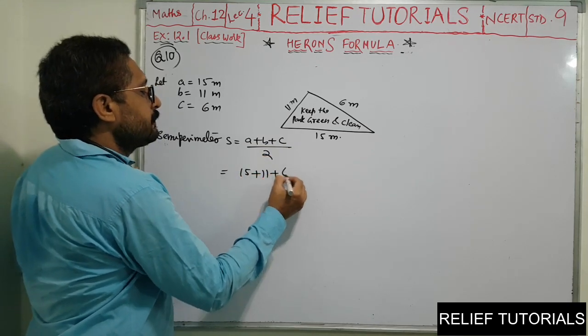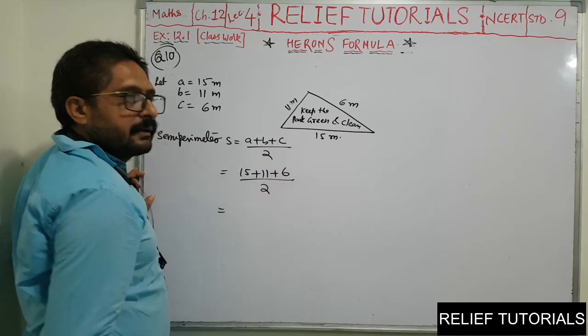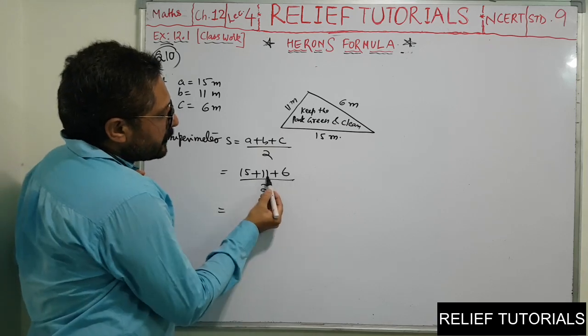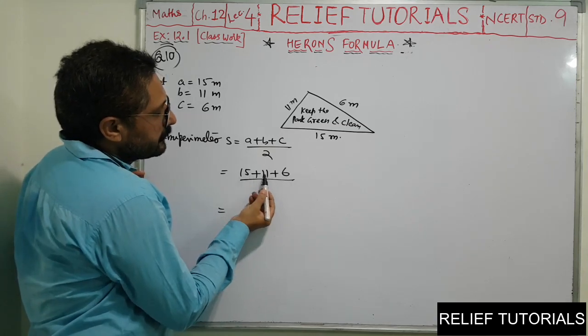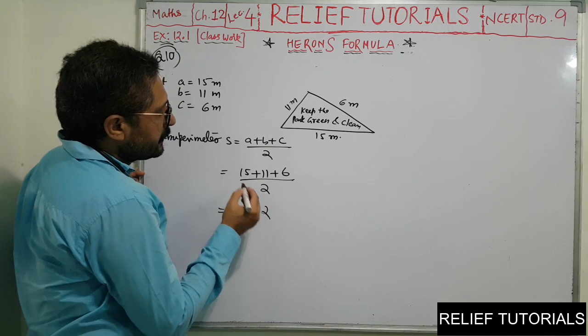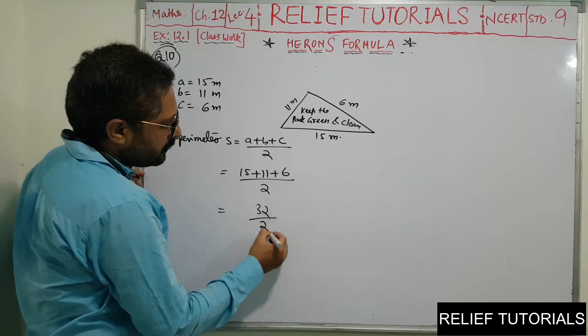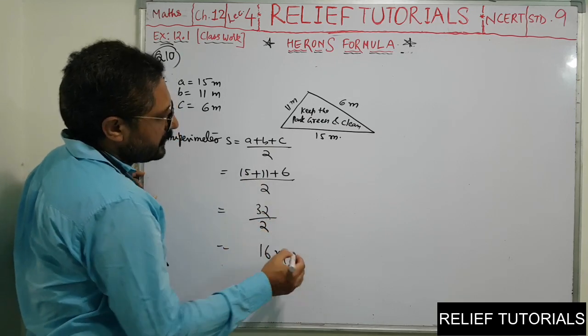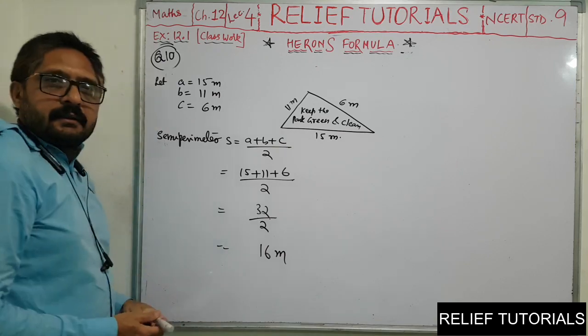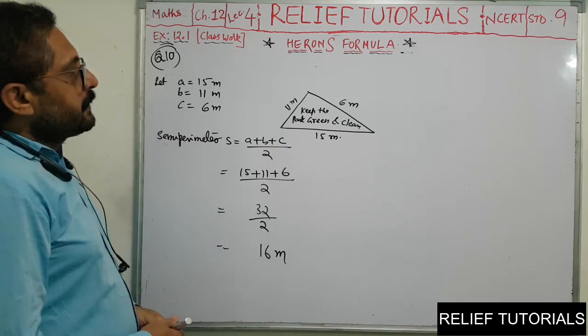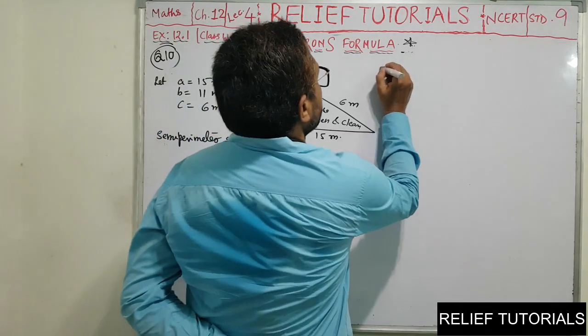15 plus 11 plus 6 by 2. So we'll add here 6 plus 1, 7, 7 plus 5, 12. Carry 1, 1, 2, 3, 32 upon 2. So that is equal to 16 meter. Clear? So this is the semi-perimeter. Now we will find the area of the park.